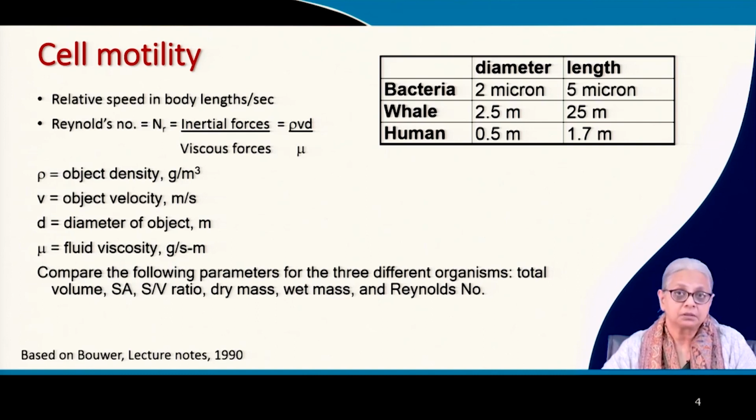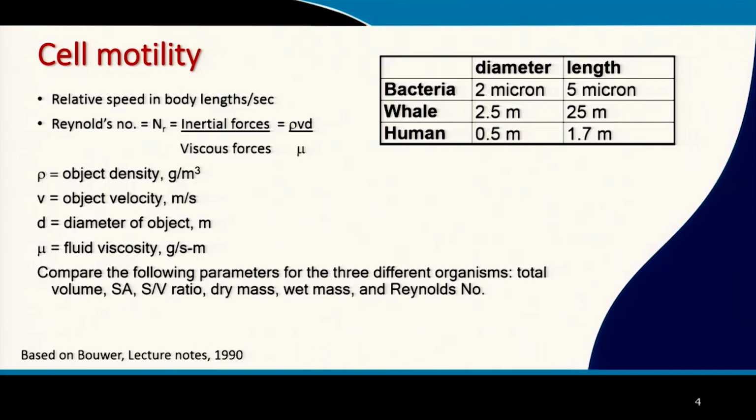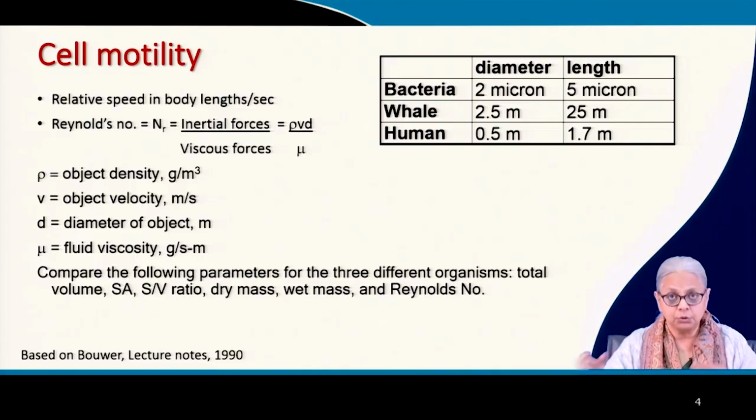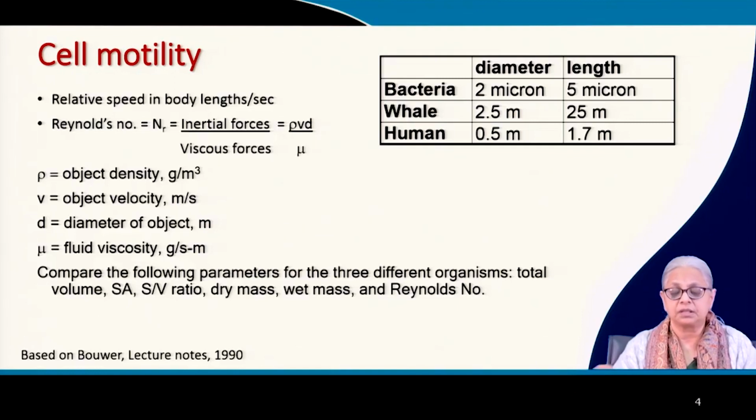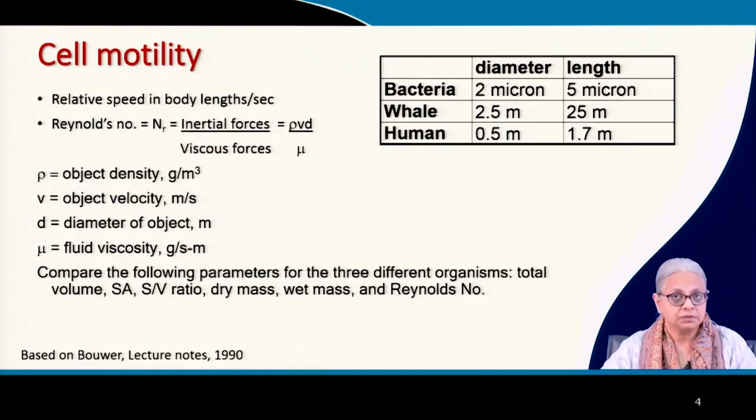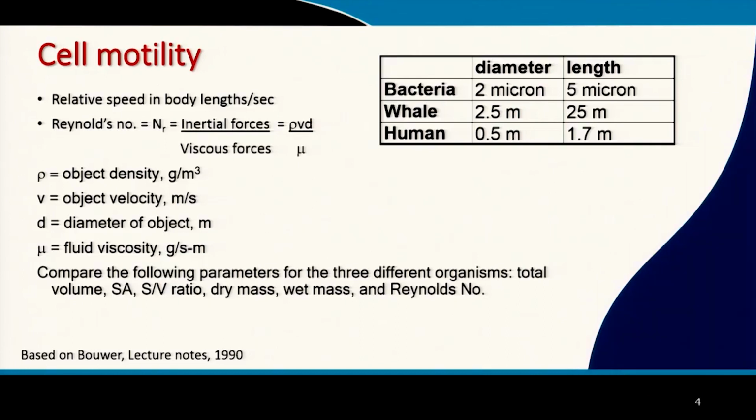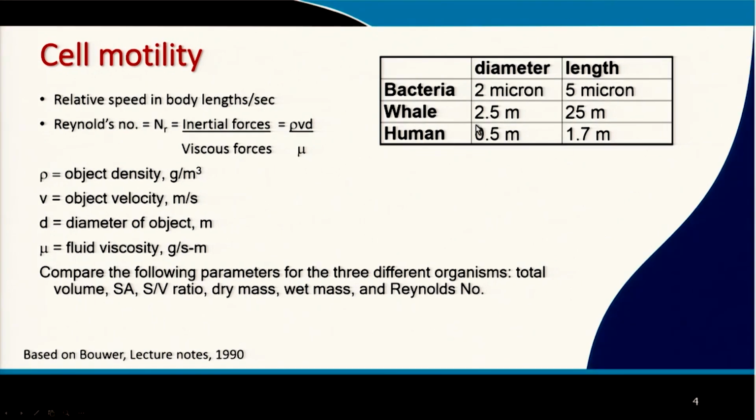The diameter is right in between. We have 0.5 meters diameter, assuming that we are elongated cylinders. This is a very simplistic approach, but we do this in engineering all the time. And the length is about, let's say, 1.7 meters. For doing these calculations, we are going to assume that each one of these organisms is a cylinder with the diameter and the length that is shown over here.